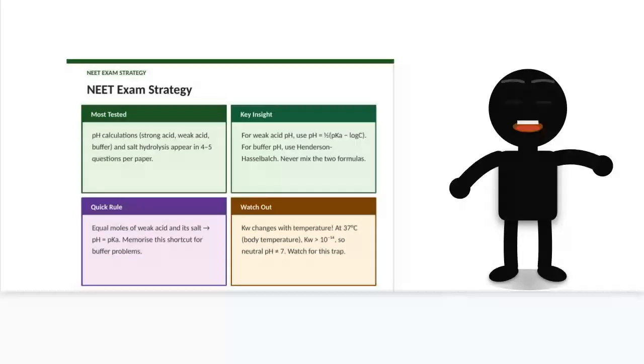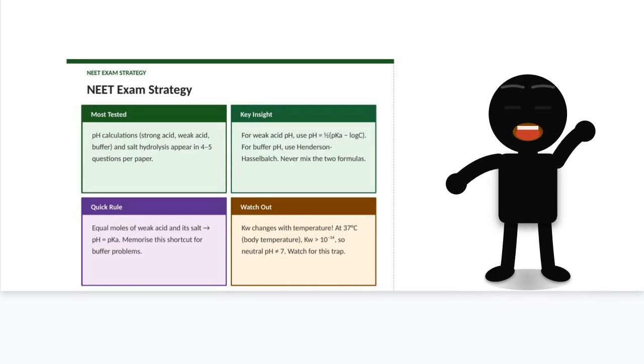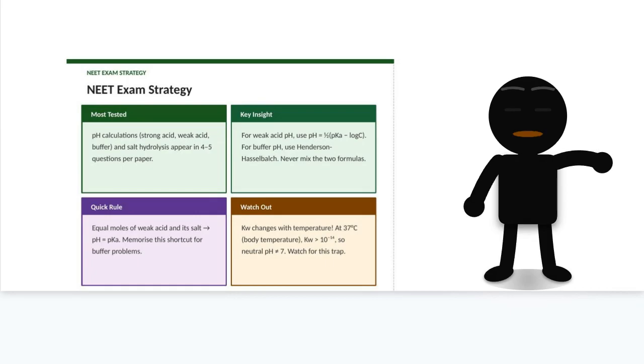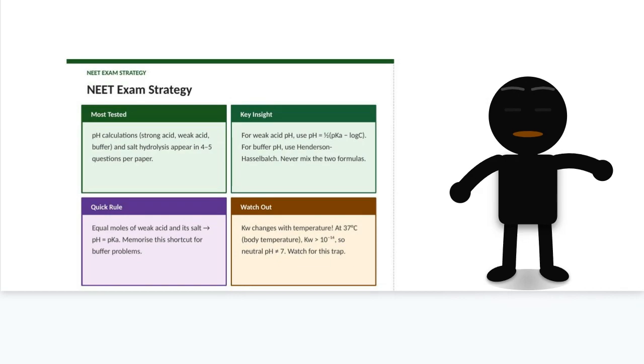Your NEET strategy for ionic equilibrium. pH calculations are among the most common numerical questions in NEET chemistry. Know 3 formulas. pH equals negative log of concentration for strong acids, pH equals half of pKa minus logC for weak acids, pH equals pKa plus log of salt to acid ratio for buffers. Never confuse them. A powerful shortcut: if a buffer has equal concentrations of weak acid and its conjugate base, pH equals pKa instantly, no calculation needed.